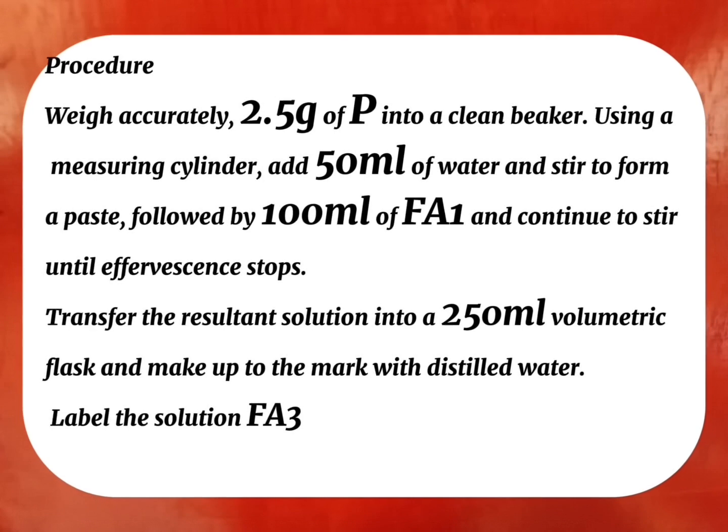Procedure. Weigh accurately 2.5 grams of P into a clean beaker. Using a measuring cylinder, add 50 cubic centimeters or 50 mL of water and stir to form a paste, followed by 100 cubic centimeters or 100 mL of FA1 and continue to stir until effervescence stops. Transfer the resultant solution into a 250 mL volumetric flask and make up to the mark with distilled water. Label the resultant solution FA3.